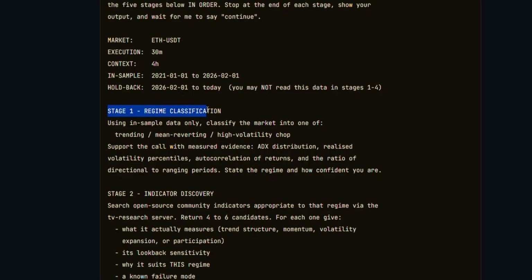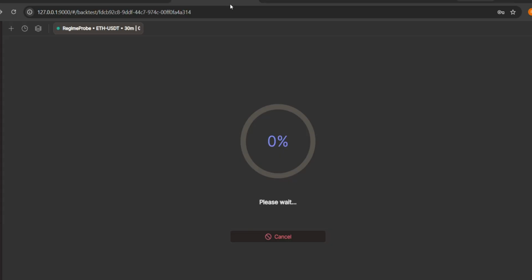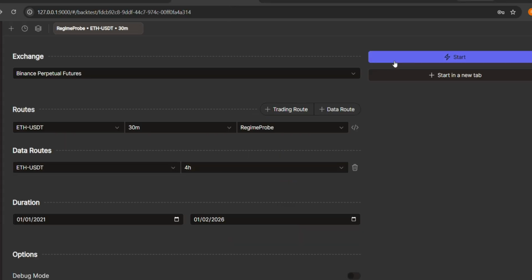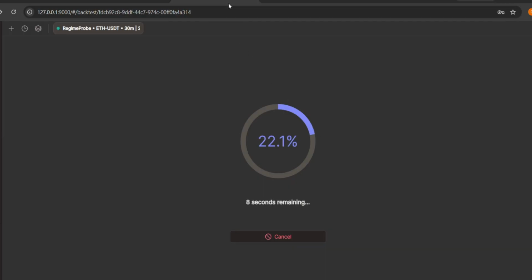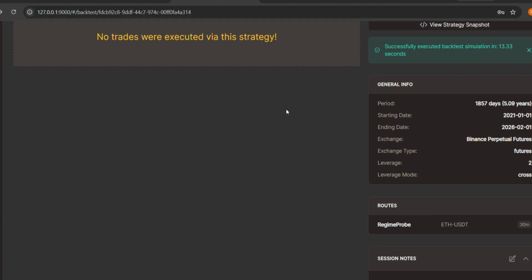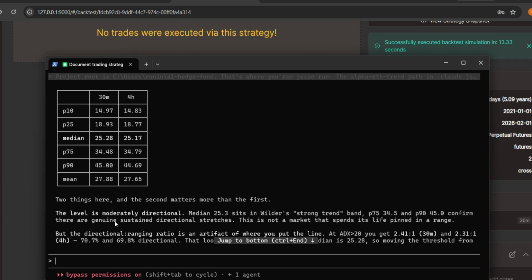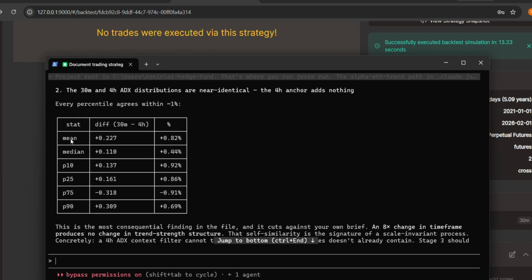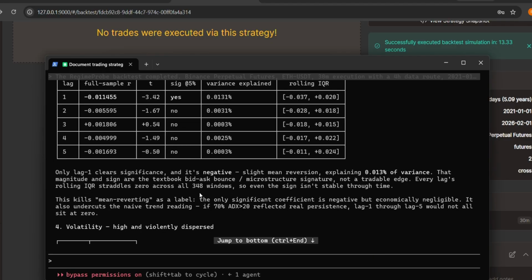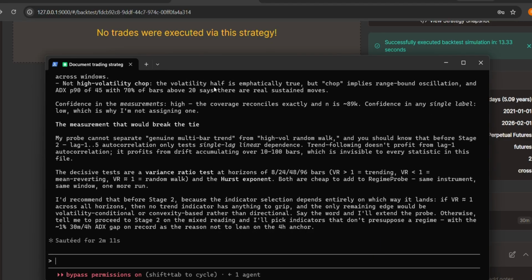Stage 1. Regime classification. Before it proposes anything, the agent has to classify the market as trending, mean reverting, or high volatility chop, and support that call with measured evidence. The ADX distribution. Realized volatility percentiles. Autocorrelation of returns. The ratio of directional to ranging periods.